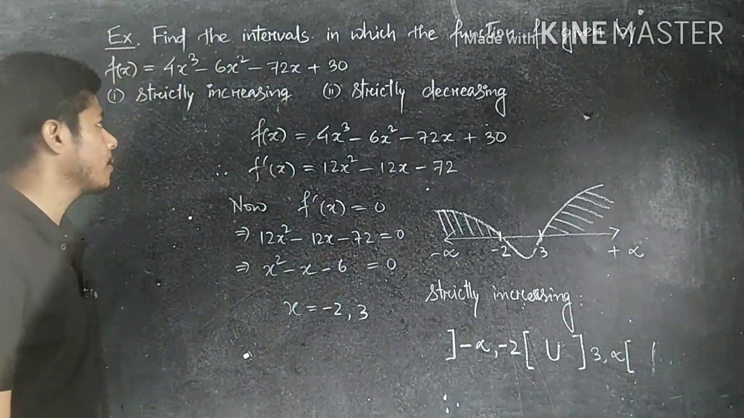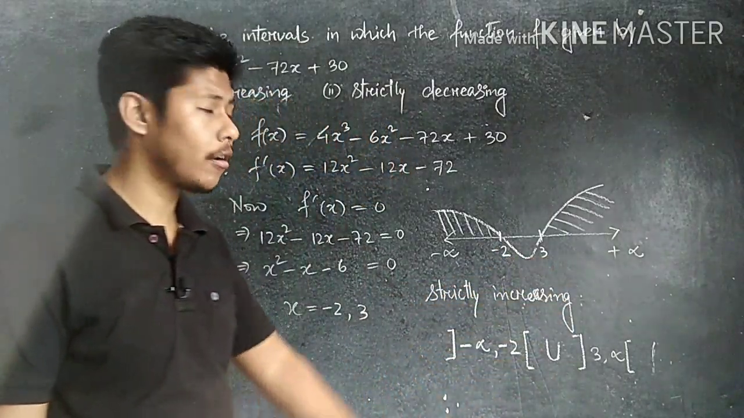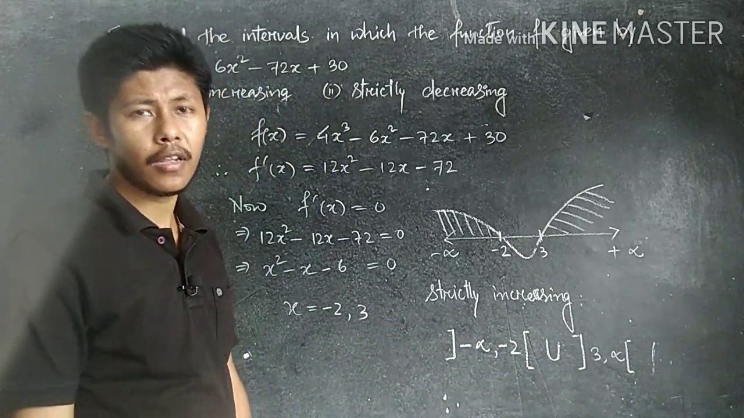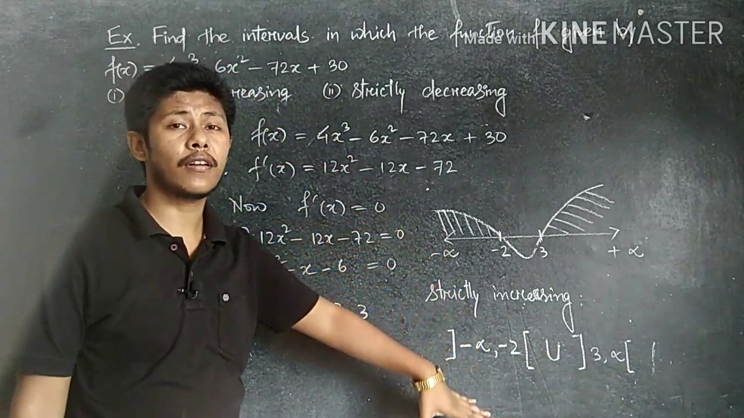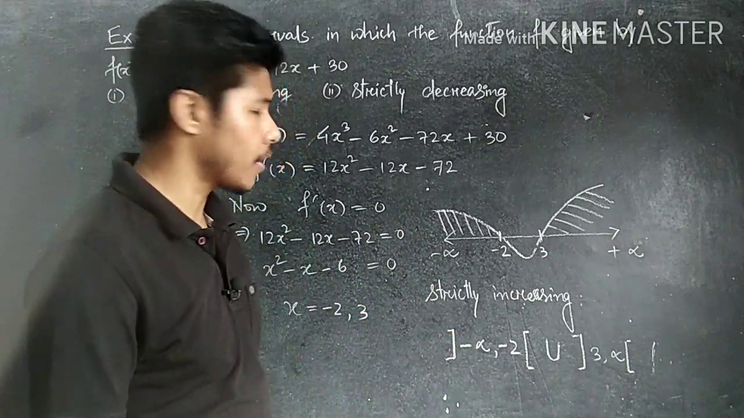And for strictly decreasing, which part we have to write? Open interval minus 2 to 3. I think all of you understood this one. Easily you can write down the decreasing part, is it not? So this one is through the wavy curve method. Easily we can solve and write down the interval like this. Is it clear? I think all of you understood this one.